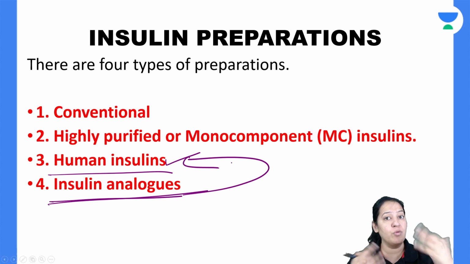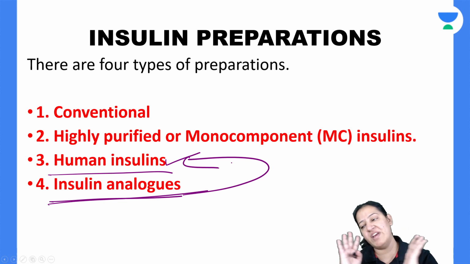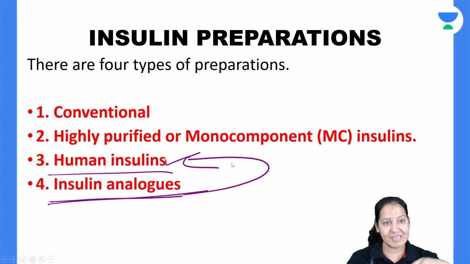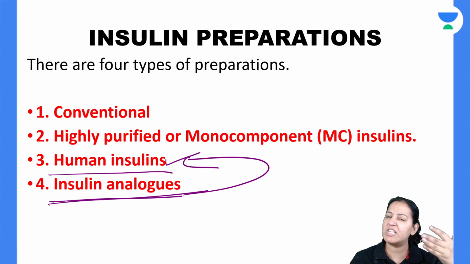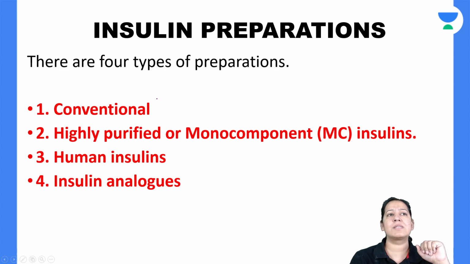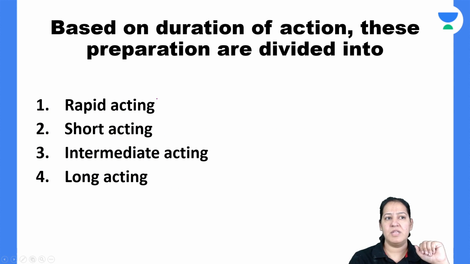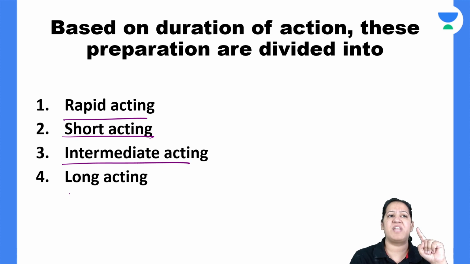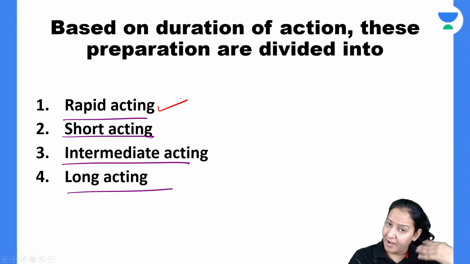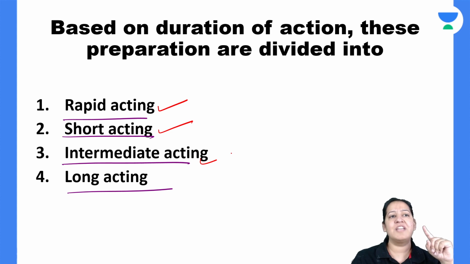First, we synthesize human insulin outside the human body. Instead of the human body, we are synthesizing it inside E. coli or yeast. And then after extracting, we will do some changes in it for changing its property, that is insulin analogs, right? There are four types of insulin analogs: rapid acting, short acting, intermediate acting, long acting.